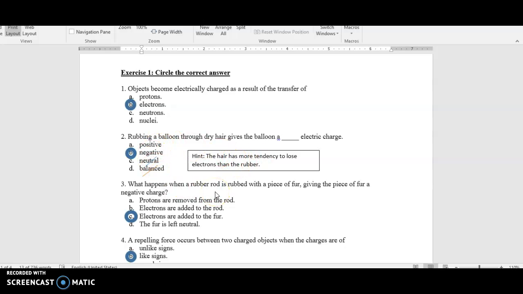What happens when the rubber rod is rubbed with a piece of fur, giving the piece of fur a negative charge? So if the fur gained the negative charge, this means that it gained the electrons, and thus the rubber lost electrons. So electrons are added to the fur because it became negatively charged and now it has excess electrons.